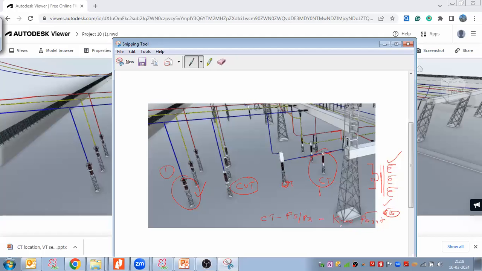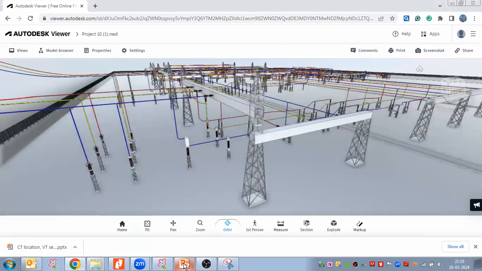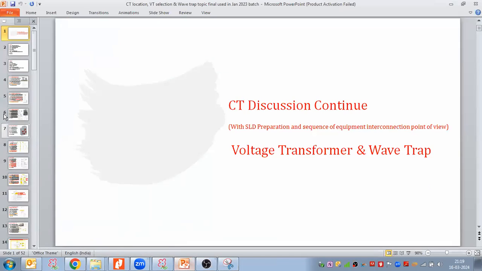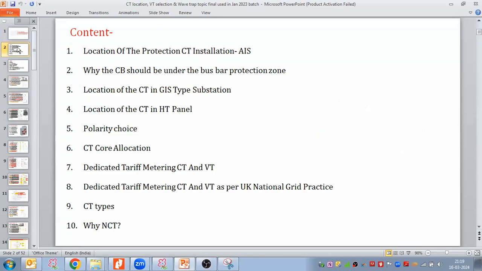So any doubt regarding the CT knee point voltage, VK calculation? Our class day 13. Let me know. Today I'll come to a different topic which is out of the syllabus, that generally I do not cover, but I thought let me discuss it in this batch. Okay, Suraj, I hope so far I'm clear. Any doubt? Yeah, it's clear, sir.